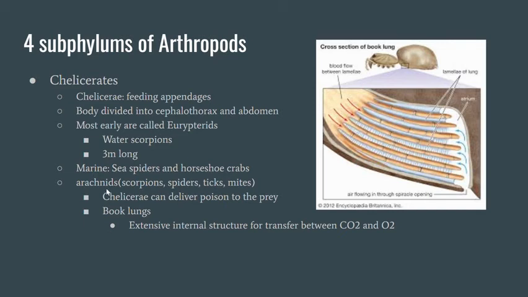You also have your arachnids. These are your scorpions, spiders, ticks, and mites. Their chelicerae can deliver poison to their prey, and they have something called a book lung, which is shown right here. And it has a very extensive surface area that is useful for diffusion of gas.